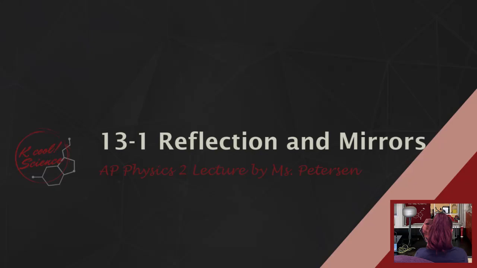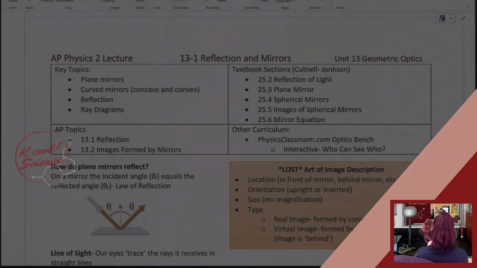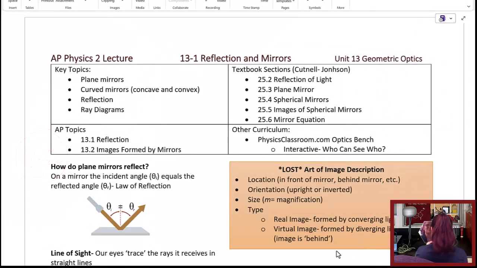Oh, hey there. Welcome to AP Physics 2, Lecture 13-1, all about reflection and mirrors. That was a plane mirror, which is one of the types of mirrors we're going to be talking about today, in addition to curved mirrors, and we're going to be learning how to draw ray diagrams for both concave and convex mirrors. This corresponds to topics 13.1 and 13.2, according to the College Board course and exam description.